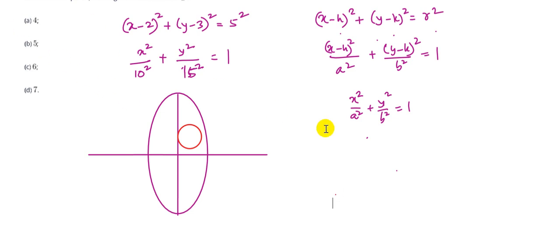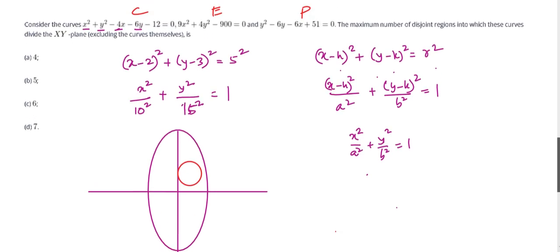Now you go to the last one. So now I understand that these two are like this, and the last one would be a parabola. Now the parabola can be of the form y square equals 4ax or x square equals minus 4ay, depending on what kind of a parabola it is. The generic form is y minus k whole square equals 4a into x minus h. This is the case here.